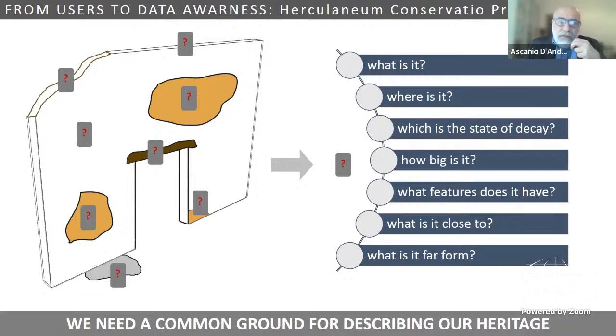From the user to the other world in Herculaneum, we try to describe our context, the attributes I'm relating to in the first slide. So how to describe, and for each component of our heritage, we have to answer these kinds of questions. What is it? Where is it? Which is the state of it? How big? What is close to? What is far from? So we need a common ground for describing our heritage and to share this process, these standards, among all the users.